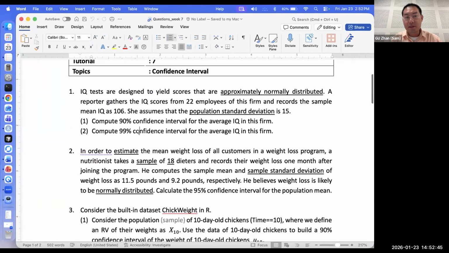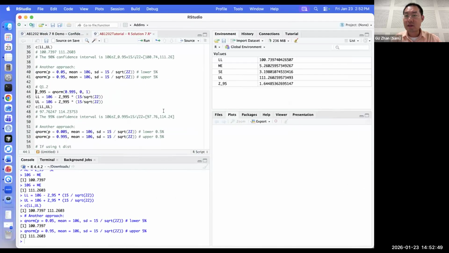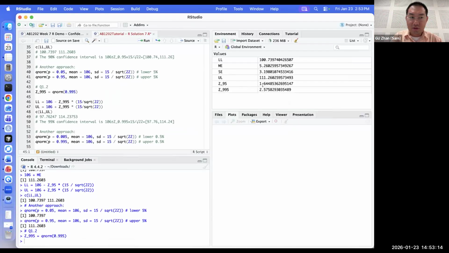1.2, computing 99% confidence interval for the average IQ. So 99% confidence, that means one side is 0.005, another side 0.005. So 0.995. So only 0.005 will be on the right tail side. So 1 minus 0.005 is 0.995. Okay, so this is your z-score. The z-score is already told you here.